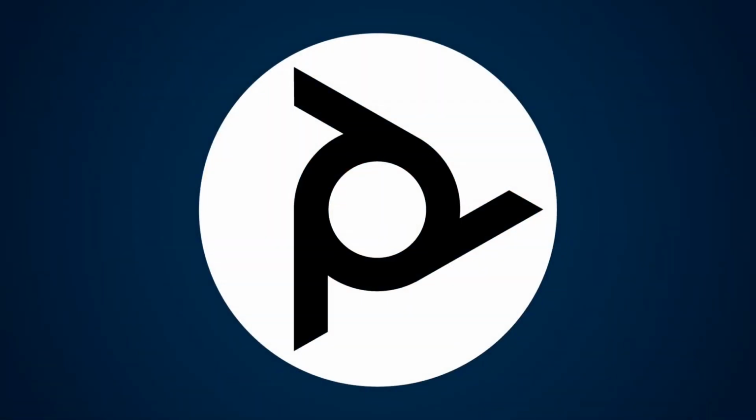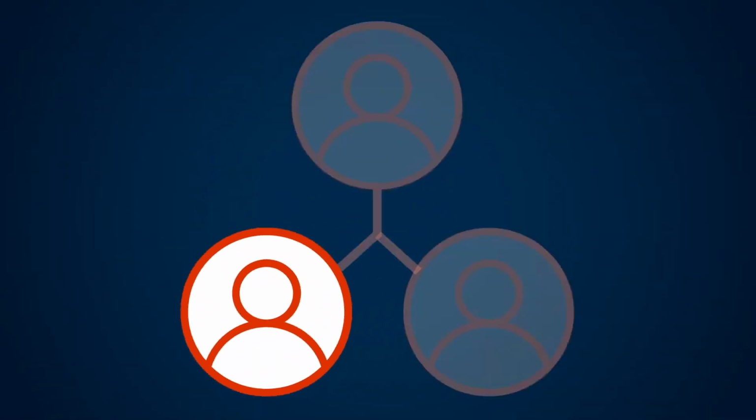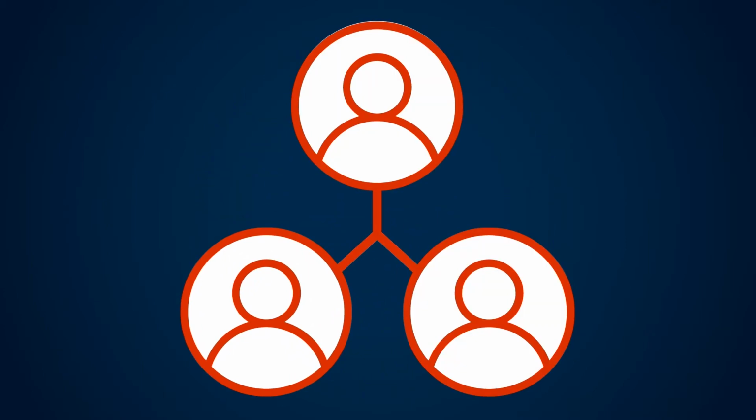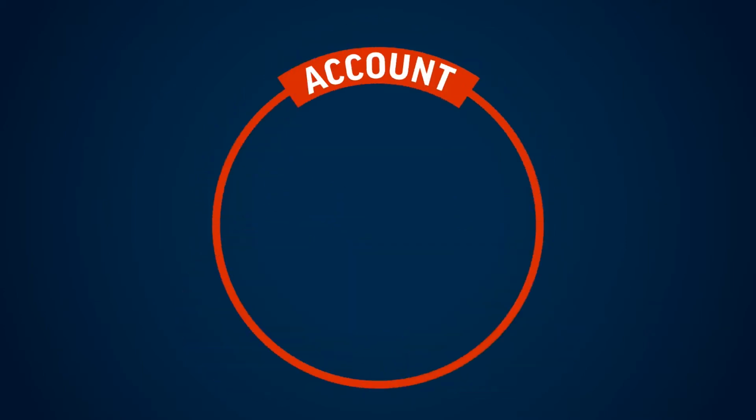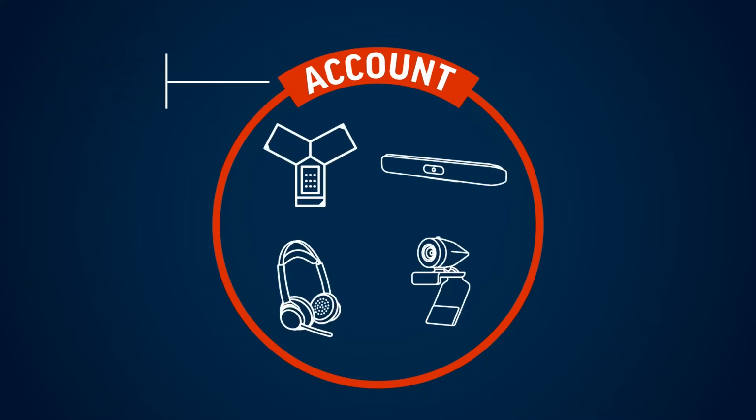To join PolyLens, you either create a new account for yourself or join an existing account by accepting an invitation from an account administrator. When you first sign up for PolyLens, you are creating an account, also known as a tenant. Later, when you onboard devices to PolyLens, they will appear on your account dashboard.